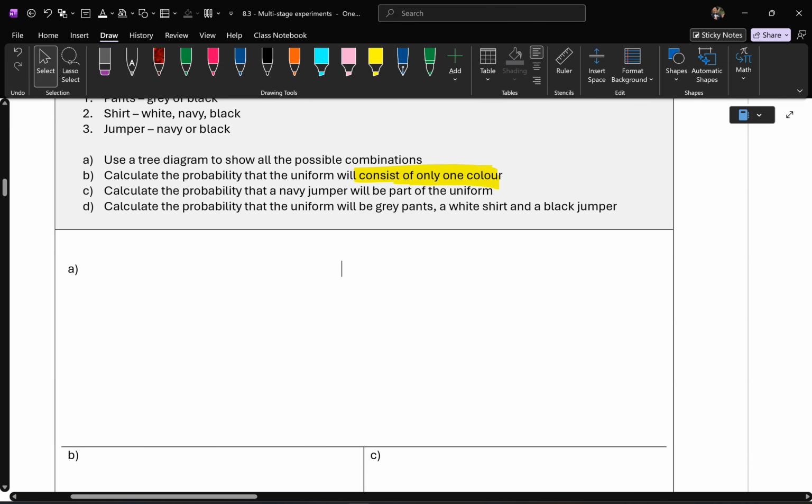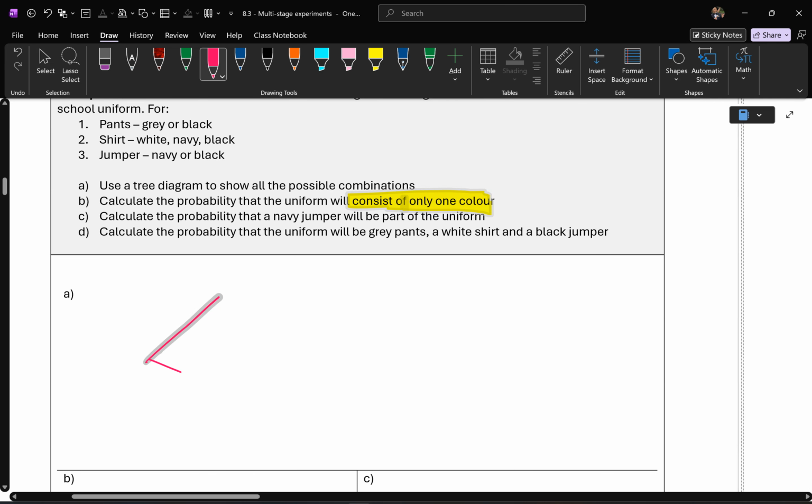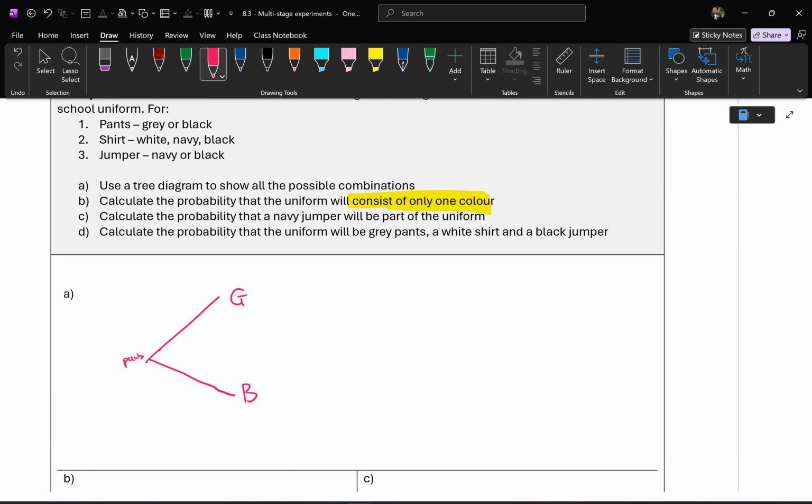Here we go. Tree diagram. This is what you should have got. Option 1, pants. You can get either grey or black. Grey or black. That's pants.